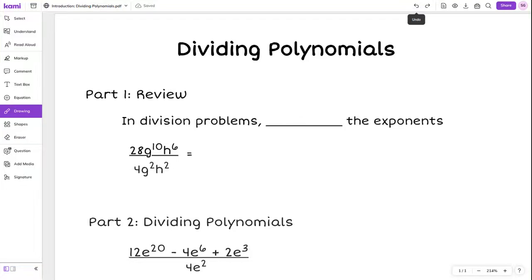To start, I want to review what we've already learned. In a past lesson, we learned that in division problems, what do you do with the exponents? We subtract. And so that is going to be the big rule that we are using in today's lesson. Go ahead, pause the video, and try this review question right here.